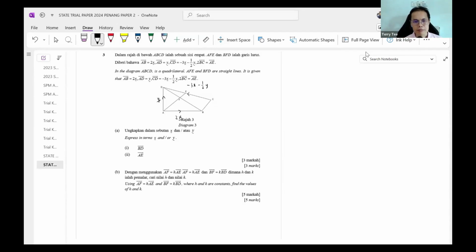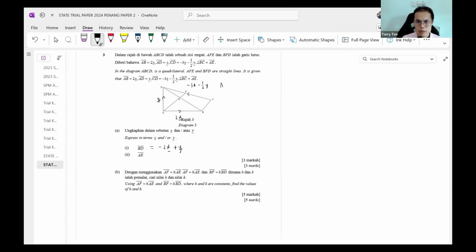Okay, so let's begin by finding BD. BD is quite simple. We can look at the diagram. To go from B to D, I go minus 2x plus y. Okay, minus 2x plus y. I'm going to write here, BD is minus 2x plus y.